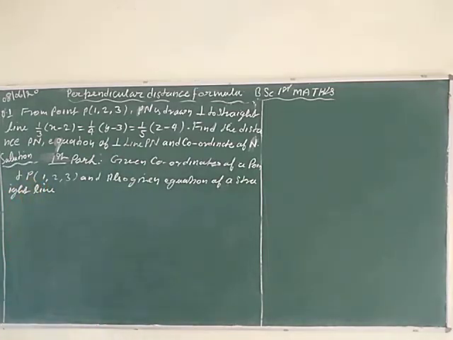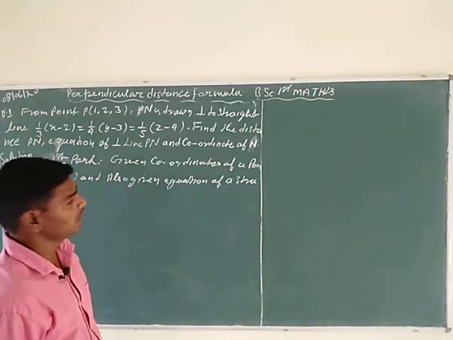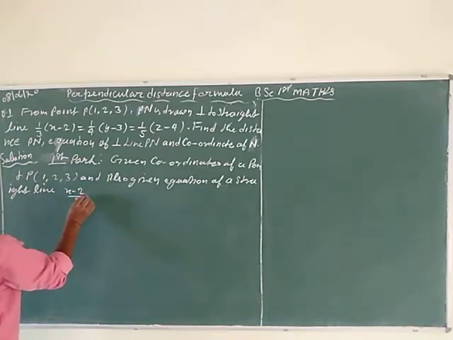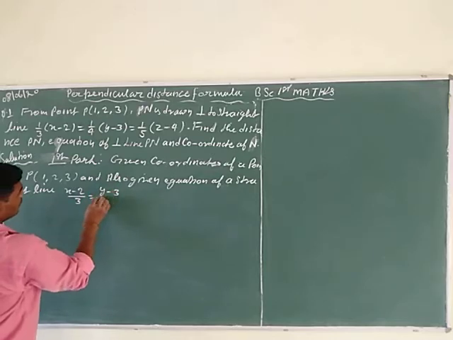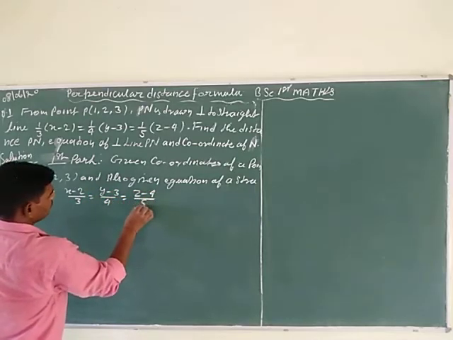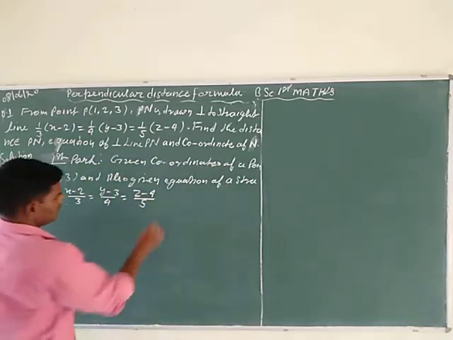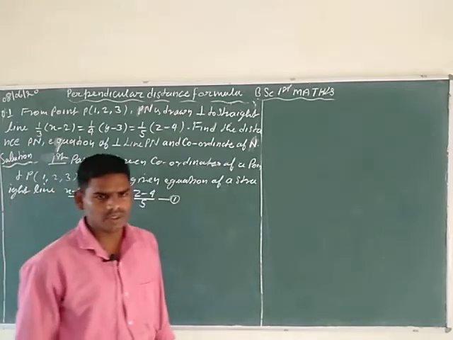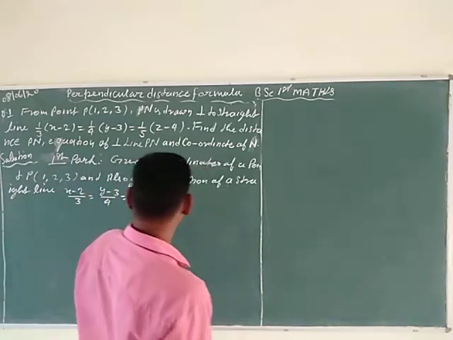Here the straight line equation is (x minus 2)/3 equals (y minus 3)/4 equals (z minus 4)/5. It is also written in systematic form, which is x minus 2 by 3 is equal to y minus 3 by 4 is equal to z minus 4 by 5, represented by the first equation. So the first equation is the equation of the straight line given in the question.